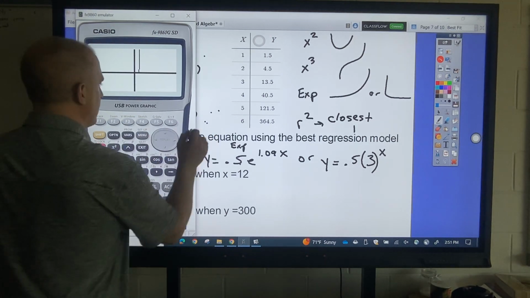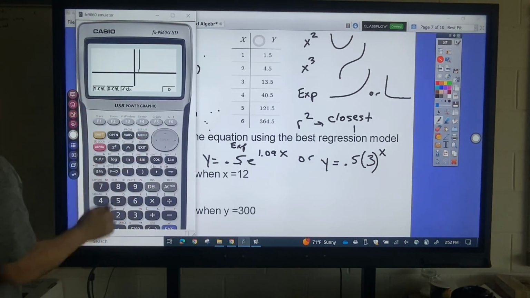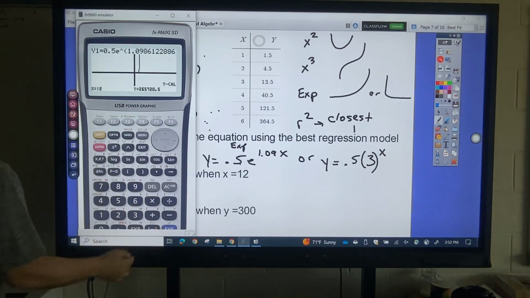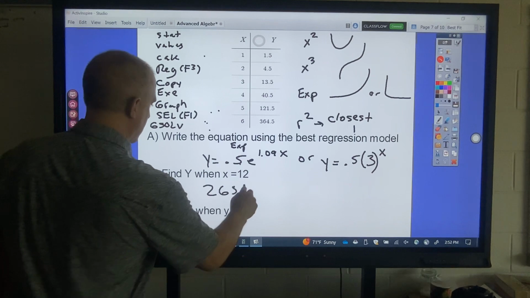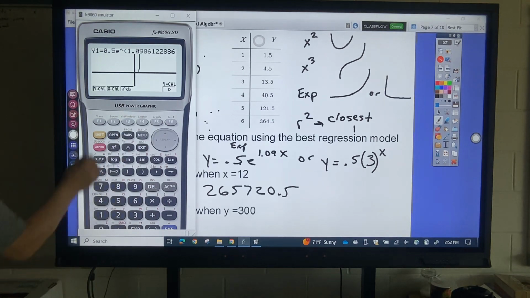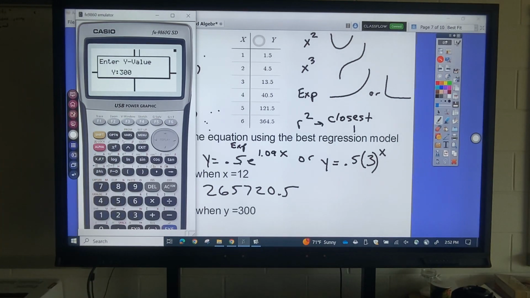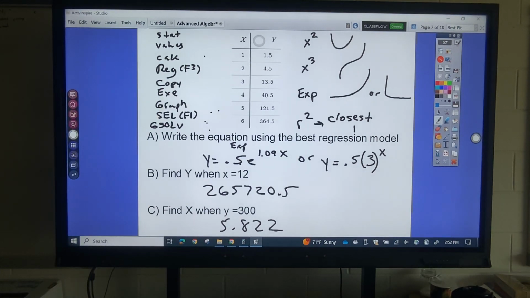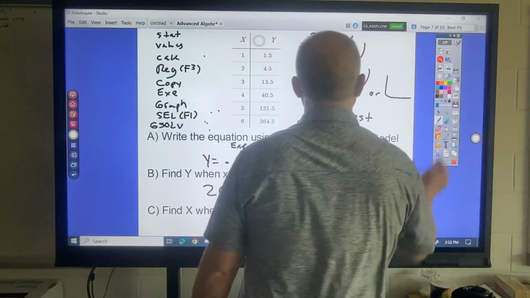Now what I want to do is go to G-solve. We were sort of doing this earlier. G-solve, scroll over. It says find y when x is 12. So I want to do a y cal and put 12 in there. That's 265,720.5. Find x when y is 300. So I'm going to find x when y is 300, and it's 5.822. And so that's the process that you want to go through. All right, so let's go to the next one.